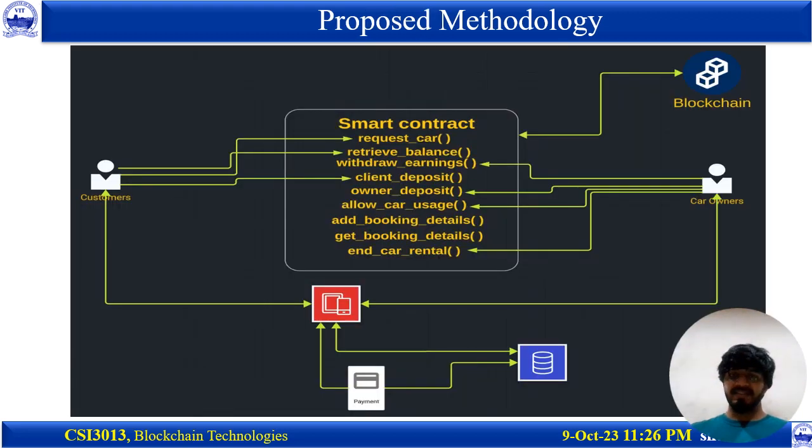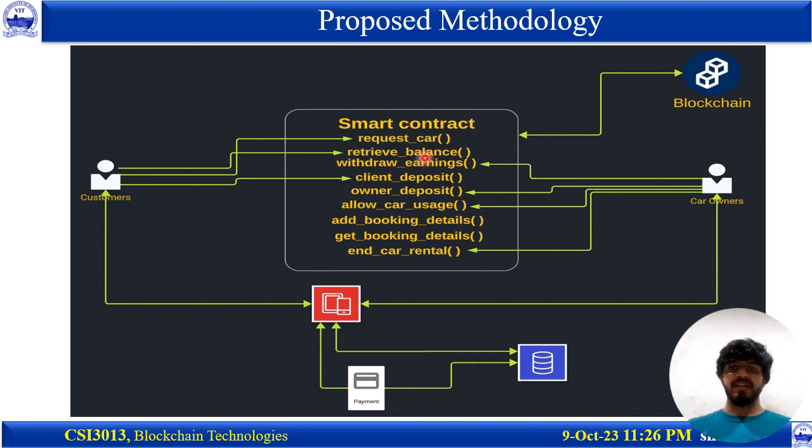And now we shall discuss the proposed architecture that we have designed. The smart contract is basically a summary of the core functionalities of our software, like the request car, the retrieve balance, and such features are elaborated and explained in the smart contract. The customer will be able to access all the functionalities related to him through the smart contract. Similarly, the car owners who will be our drivers will also be able to connect to all the functionalities related to them through the smart contract.